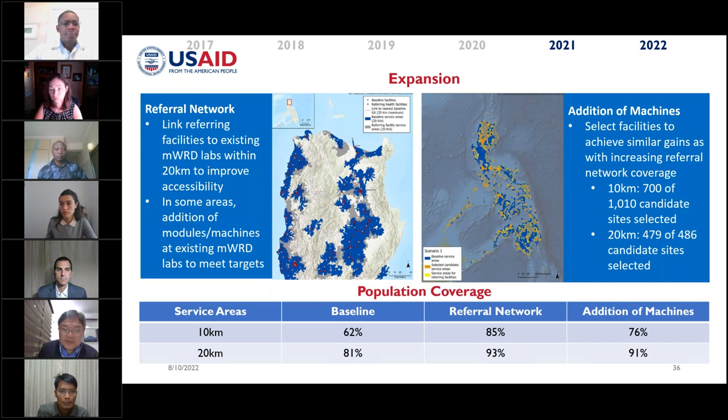Now, in terms of addition of machines, there is a need to select facilities to achieve similar gains with increasing referral network coverage. If we want to use a 10-kilometer service area, 700 of the 1,010 candidate sites would be selected. But if we use 20 kilometers, 479 of 486 candidate sites may be selected for the additionality of modules or machines. Next slide, please.